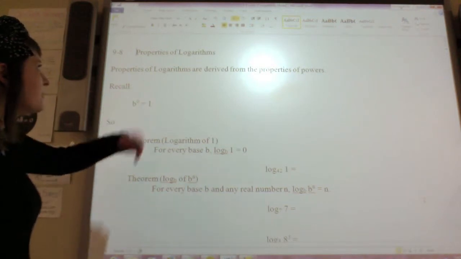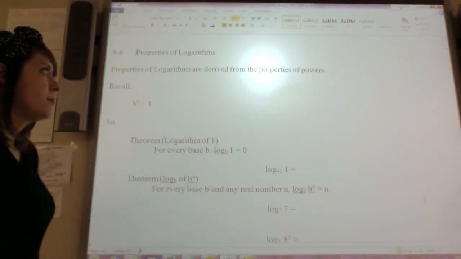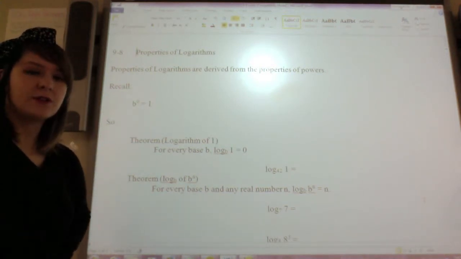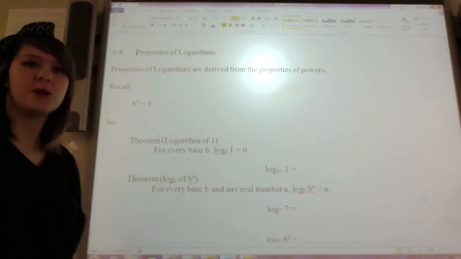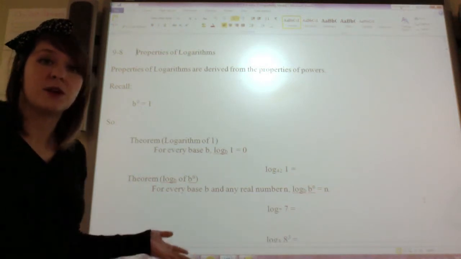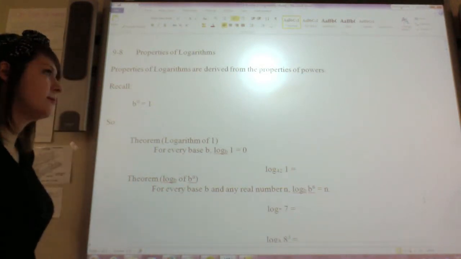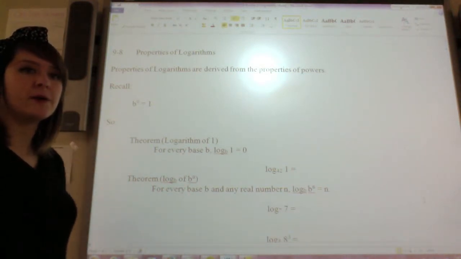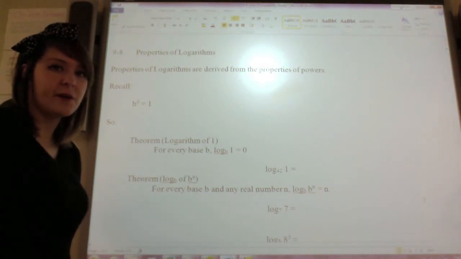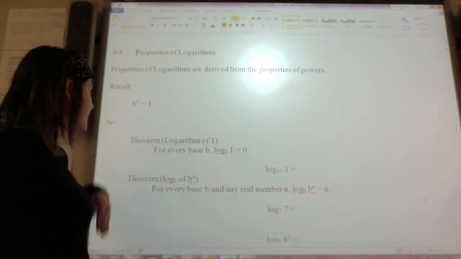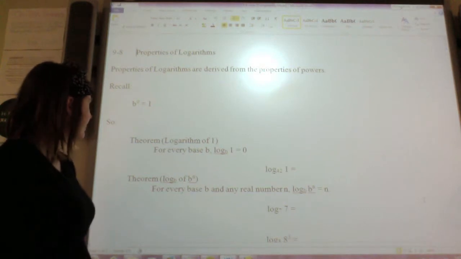So, properties of logarithms are derived from the properties of powers. They're derived from our exponent rules because we know that exponents and logarithms are just inverses. So, recall that b to the 0 is equal to 1. Anything taken to the 0 power becomes 1, which is how we get this rule, which is called our 0 exponent rule.